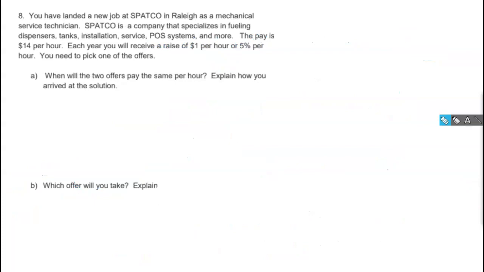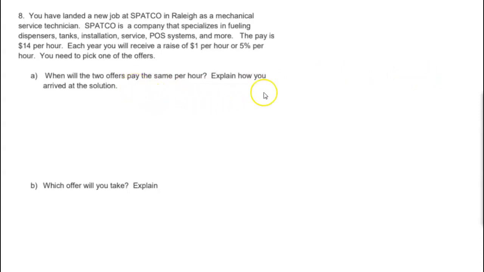Number 8. You have landed a new job at Spatco in Raleigh as a mechanical service technician. Spatco is a company that specializes in fueling dispensers, tanks, installation service, POS systems, and more. The pay is $14 per hour. Each year you will receive a raise of $1 per hour or 5% per hour. You need to pick one of their offers. When will the two offers pay the same per hour?